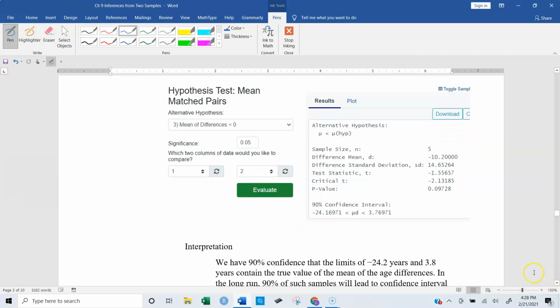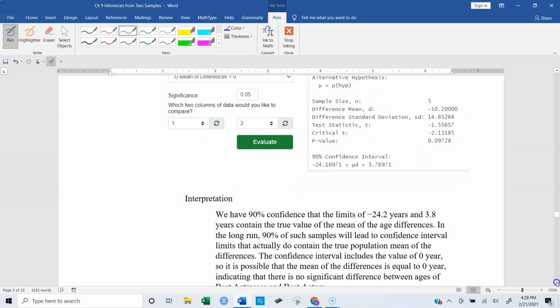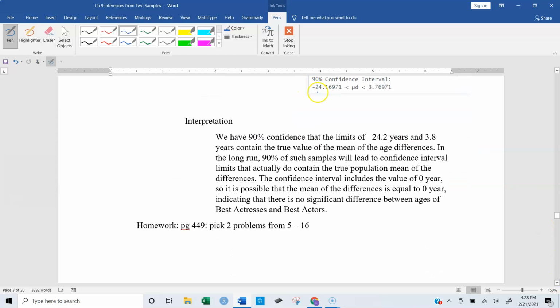All right, these are the answers you got when you typed it in. It's already printed out for you. Our confidence interval is right here. And if you look, 0 is in here. So we are 90% confident that the limits of negative 24.2 and 3.8 contain the true value of the mean. Since that includes 0, we cannot say they are different.